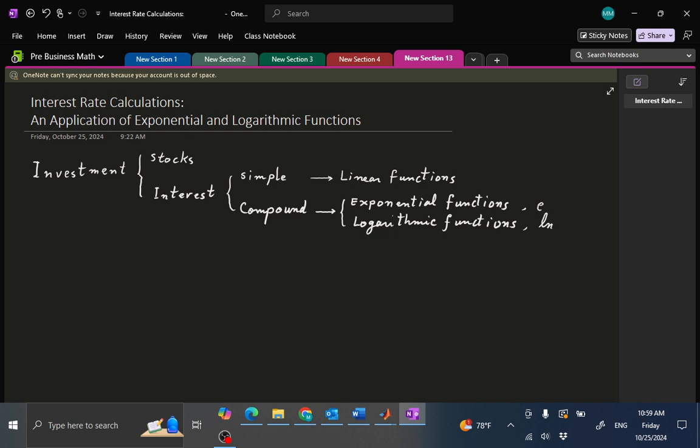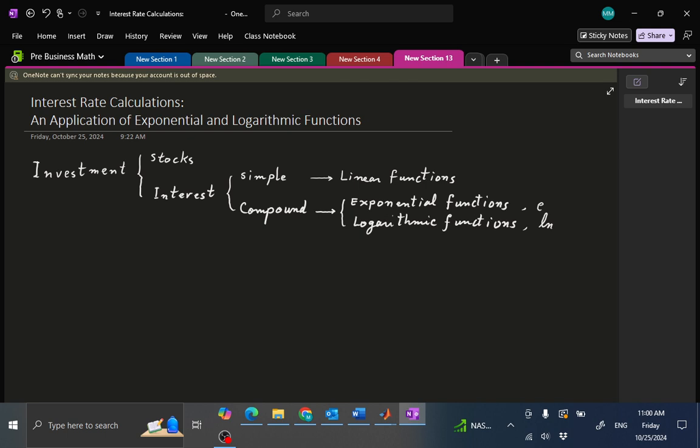There are two standard ways of calculating interest. One's called simple interest, which is rarely used, and the other one is compound interest. Simple interest leads to the functions we studied at the beginning of the semester. These are linear functions. Compound interest relates to the function we just studied recently, exponential functions, and in particular the number e, and logarithmic functions, and in particular the natural logarithm.